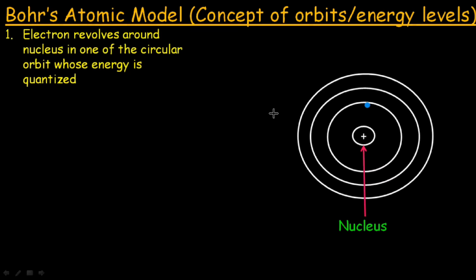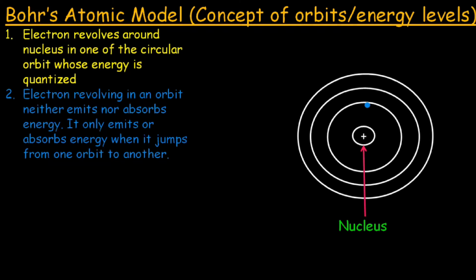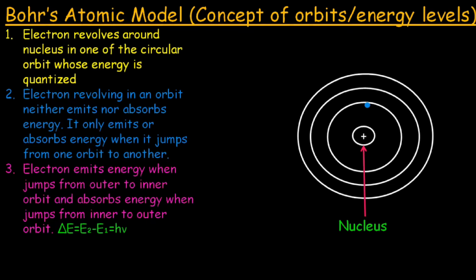While revolving in a particular orbit, an electron does not emit or absorb energy. It only emits or absorbs energy when it jumps from one orbit to another. If it jumps from an inner orbit to an outer orbit, it absorbs energy. When it jumps from an outer orbit to an inner orbit, it emits energy.